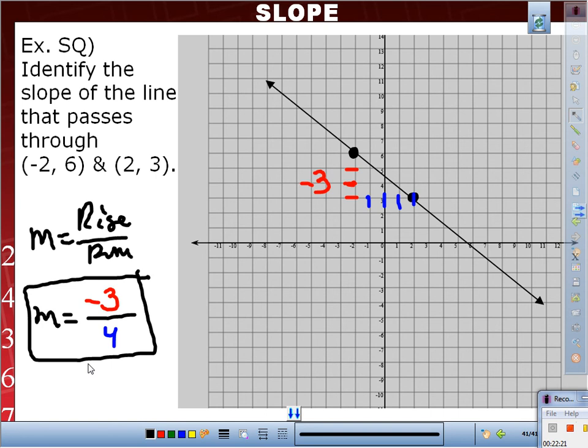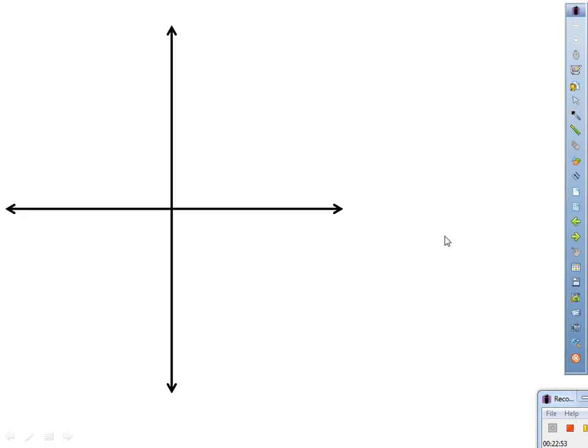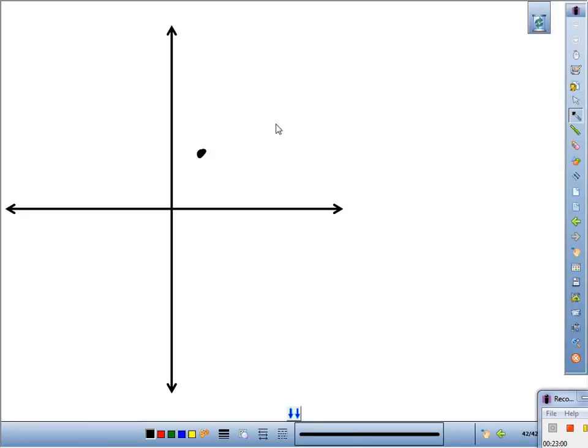So in order to get there, let me go to this next step. Writing utensils down, pay attention, please. Stay focused for this part, please, or you're going to miss it. Here's one point. Here's another point.